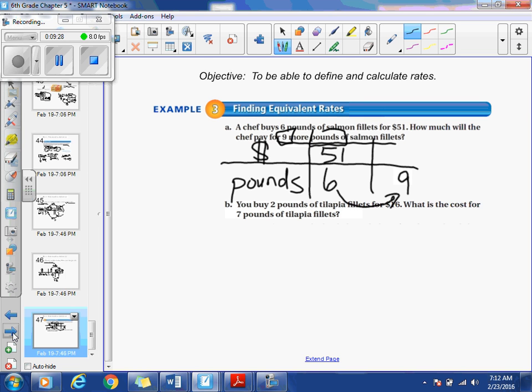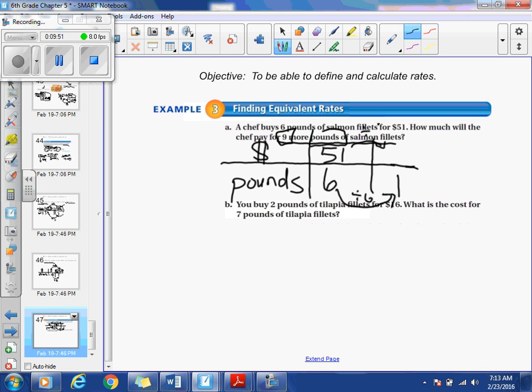If we look at this, and we say, how do you get from 6 to 9 by multiplying or dividing? And I try 6 times 1, 6 times 2, 6 times 3, none of them are 9. 6 divided by 1, 6 divided by 2, none of them are 9. It's not easy to go from 6 to 9 by multiplying or dividing. So let's find the unit rate. Let's find out how much 1 pound would cost.